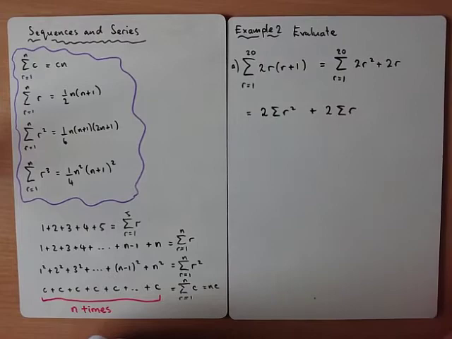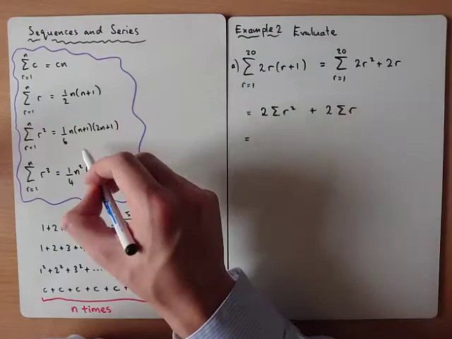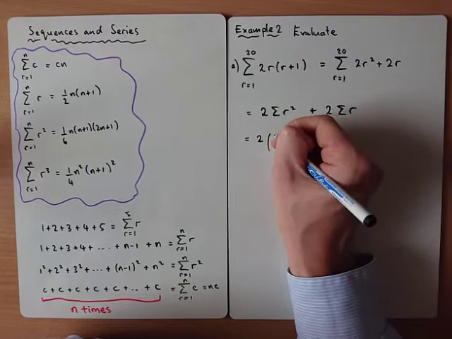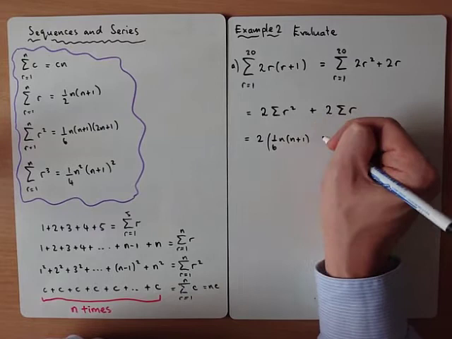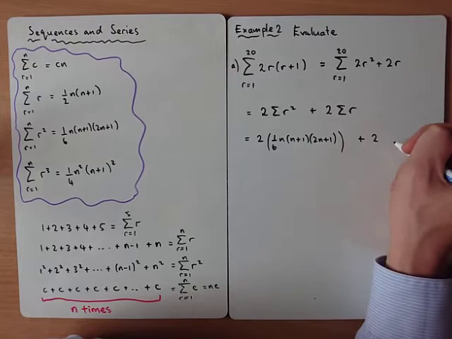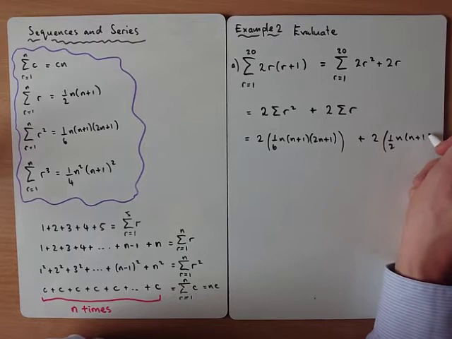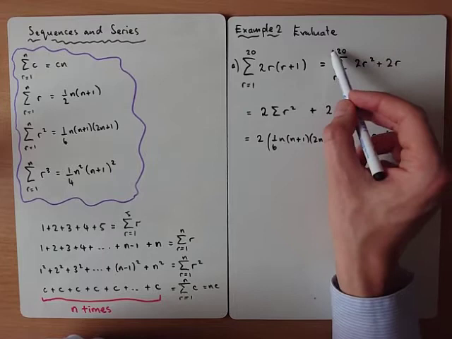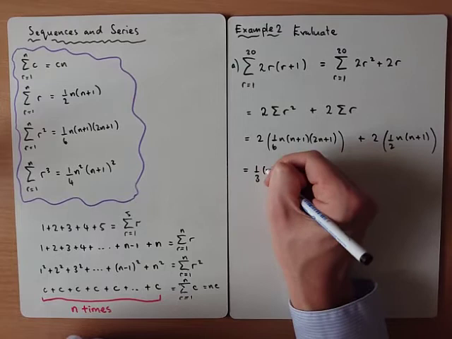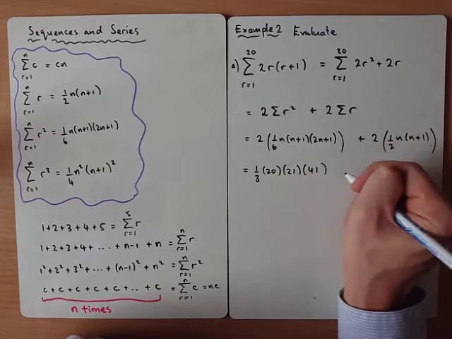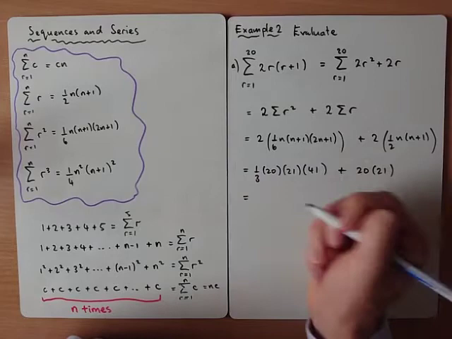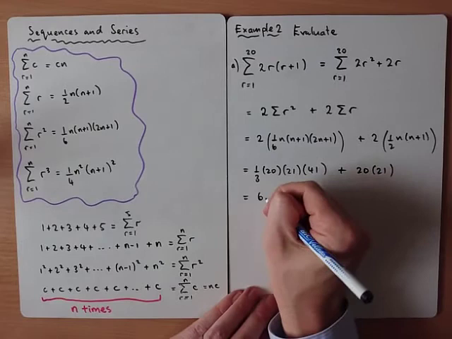Now that we've got it in this form, we can use these formulas. So that'd be 2 lots of 1/6 n, n plus 1, 2n plus 1, and 2 lots of 1/2 n, n plus 1. Because we're actually evaluating a series, we've got 20 terms altogether. So we'll sub in and see what we end up with. So I'm getting 6,160. Okay. Let's try one more.